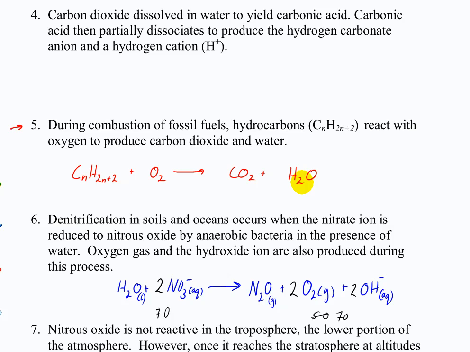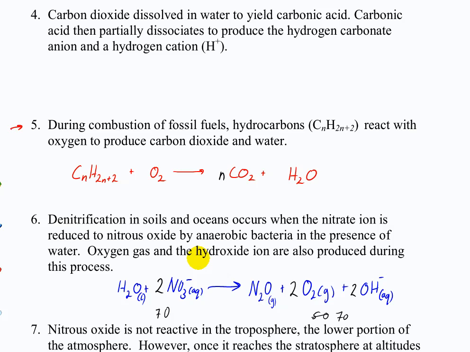So we're going to balance these the same way. What element do you want to balance first? The carbon. So how do you balance the carbons here? Right, if we start with n carbons, then we need n carbon dioxides coming out. All right, what should we balance next?